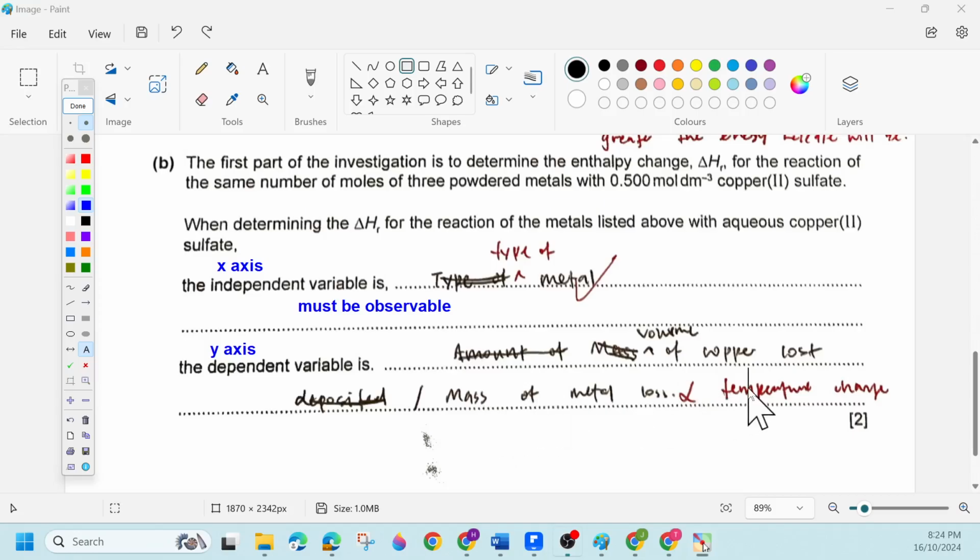For the second one, technically speaking, you can use something like volume of copper 2 ions lost or mass of metal ions formed or things like that. But what is the keyword just now? They are trying to see the relationship between cell voltage and enthalpy change. And enthalpy change can be clearly represented by temperature change. The more heat released, the more exothermic the enthalpy change. Okay, thank you very much.